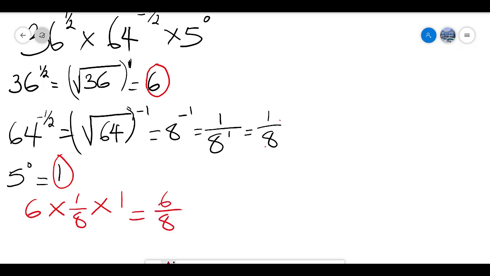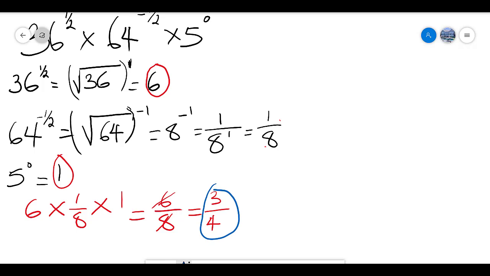Simplifying to the lowest term would, of course, give me 2 here, 3, 2 goes here, 4. So my final answer is 3 over 4. So this is your final answer.